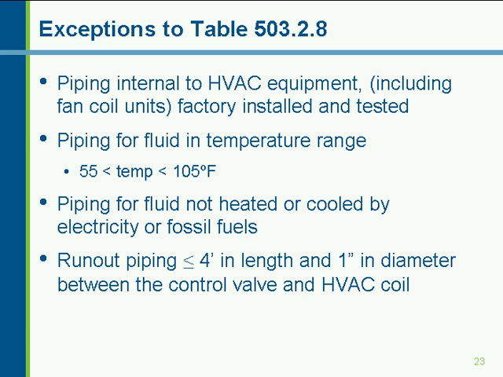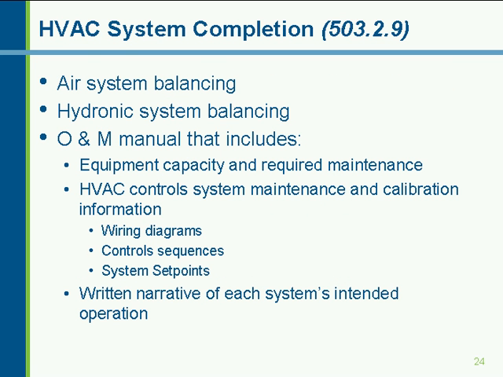If you've got piping conveying fluids that are within the temperature range of 55 degrees and 105 degrees, you do not need to insulate that piping. If you've got piping for fluids that are not heated or cooled by electricity or fossil fuels, that piping need not be insulated. And then finally, runout piping between a control valve and an HVAC coil does not need to be insulated, provided that that runout piping is less than or equal to 4 feet in length and 1 inch in diameter. There are a number of HVAC system completion requirements.